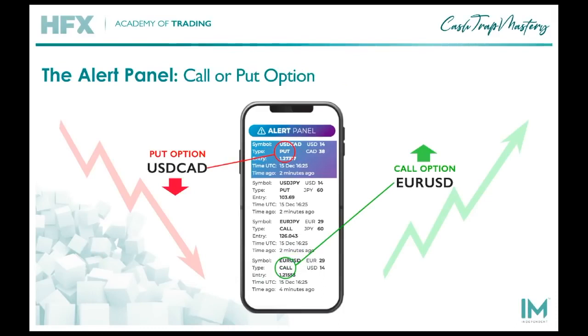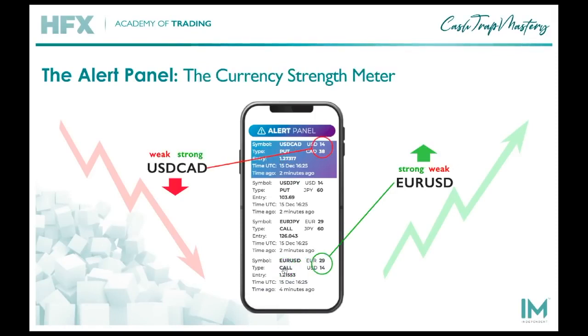Next, it identifies which trade direction to take. First is either a put option if you're predicting that the price will go down, or a call option if we predict that the price will go up. Each individual market idea will tell you to either place a put option or a call option, as you can see in the example of the euro to US dollar.